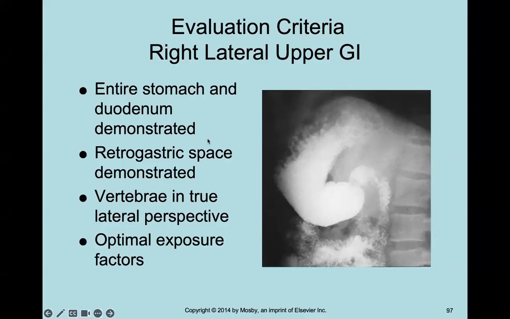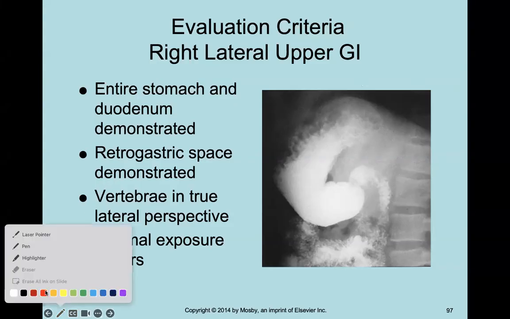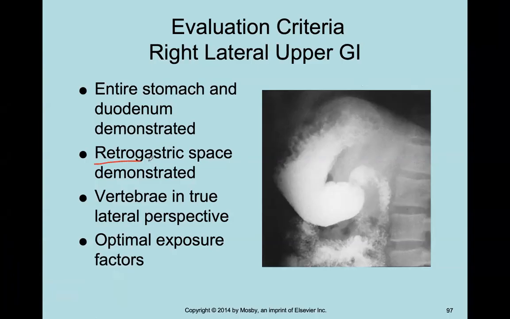So on a right lateral, what is best demonstrated? Very important: the retrogastric space. Retro, behind; gastric, stomach. So here we have the stomach, my backward C. This space is the retrogastric space. Everything here on this posterior wall, that's the retrogastric space.